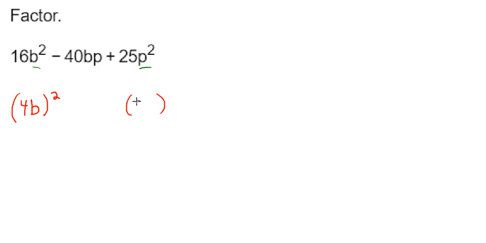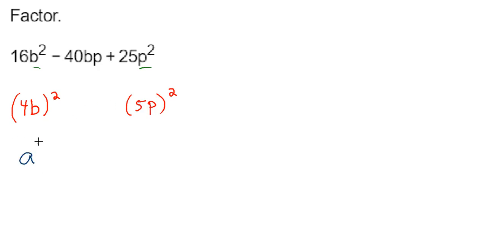I'll do the same thing with the last term. To get the 25, I would need a 5 inside of this parentheses. So when it gets squared, I'll get 25. And I'll need p inside the parentheses. So p squared gives me p squared. So this is a pretty good match so far.